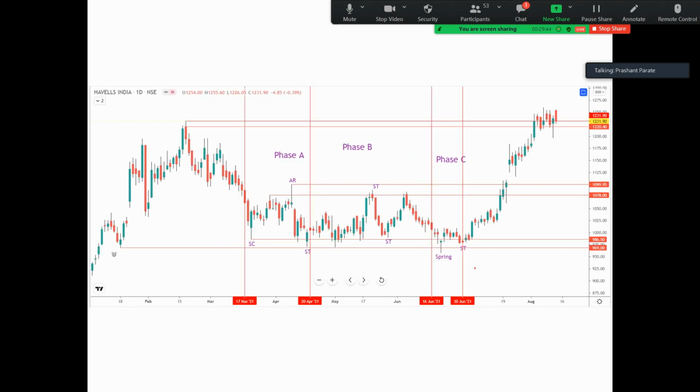This is a typical chart where a candlestick chart has been formed and plotted. This chart I had shared about Havell's trade, and I had taken a trade on the spring around the 984 to 988 range, and at that time my targets were 1080 and 1230. So this was an accumulation chart and all the targets were completed.